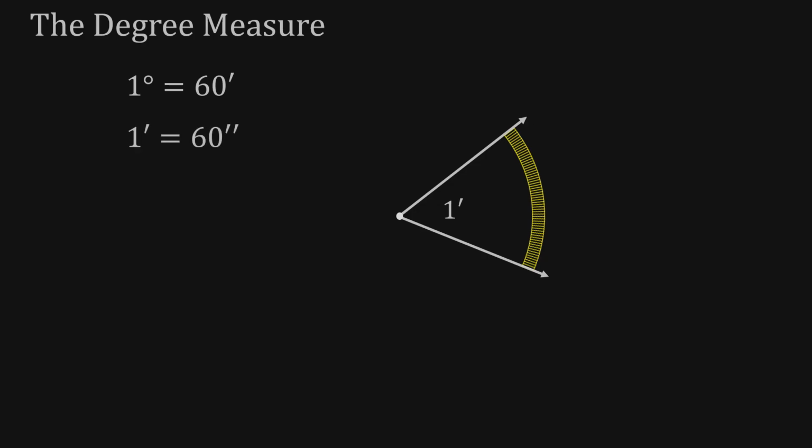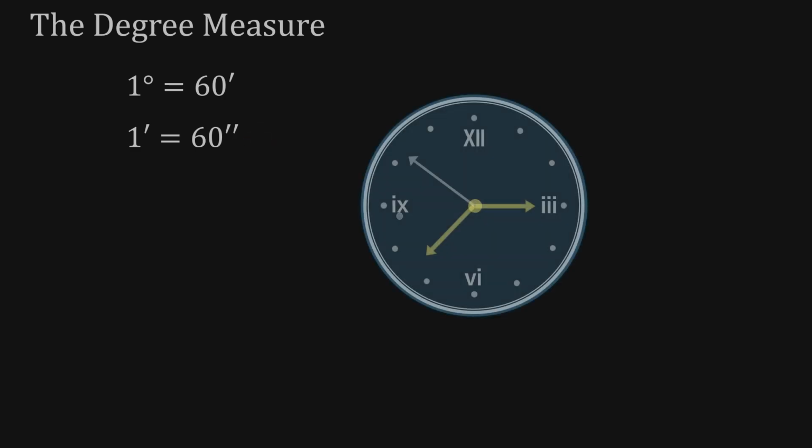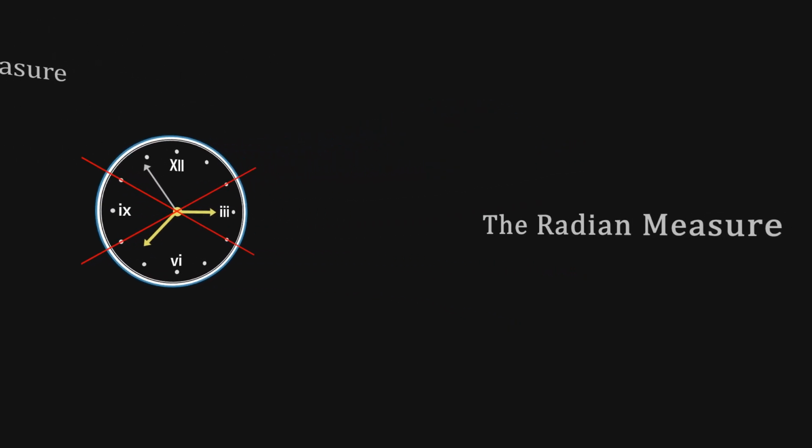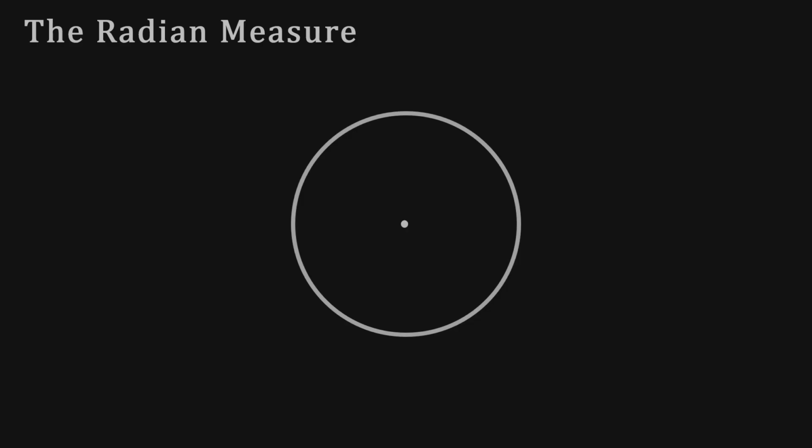Don't get confused by the name. These minutes and seconds have nothing to do with time. They are simply units of angular measurement for very precise rotations. Now let's move to the second system, the radian measure. Unlike the degree system, this system defines its unit angle using the radius and the arc of a circle.